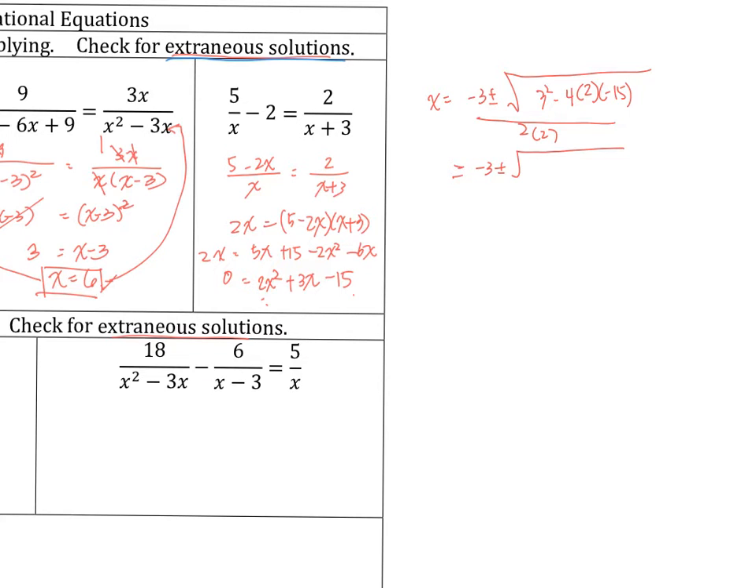And this will be 9 plus 120 over 4. And this would be your solution. Now, there wouldn't be any extraneous solutions because if you were to plug this in for x, it wouldn't give you a denominator of 0.